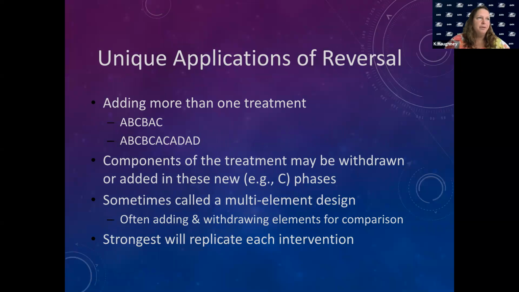There are unique applications of reversal. Definitely, we've already talked about ABC, adding more than one treatment. That can definitely be done, but you need to do it in such a way that there are multiple replications that really demonstrate what's happening with each one of the different interventions. There are also some multi-element designs that we'll talk about in a little bit, or you can explore in your own time. And the strongest will always replicate with each intervention and make sure that they're confirming the effects.